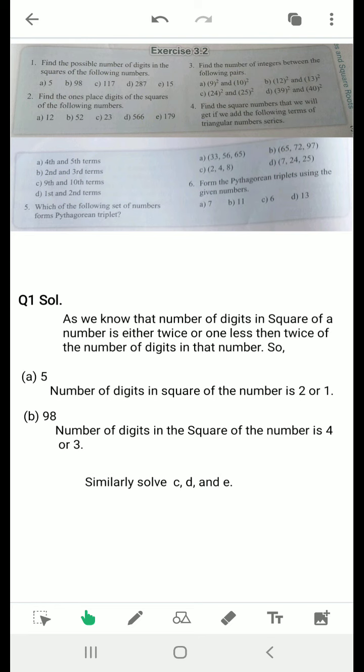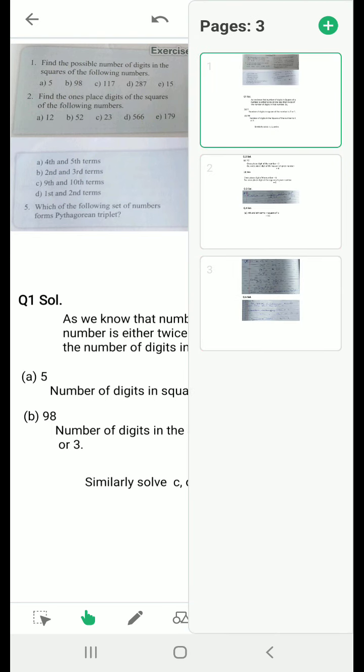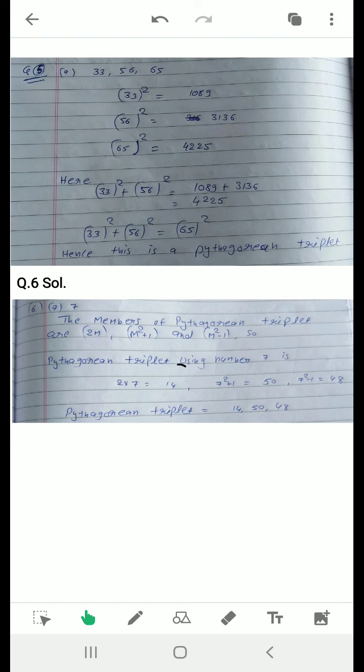Next topic is, which of the following is a Pythagorean triplet? According to the Pythagorean triplet, a square is equal to b square plus c square. Three numbers are such that a square will be equal to b square plus c square. Okay, so if three numbers are given, 33, 56 and 65.